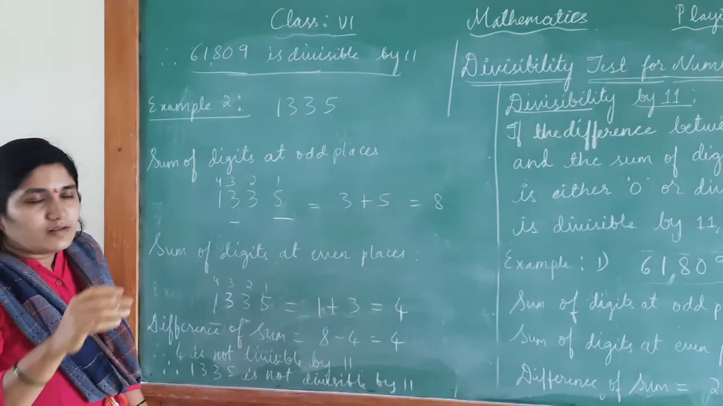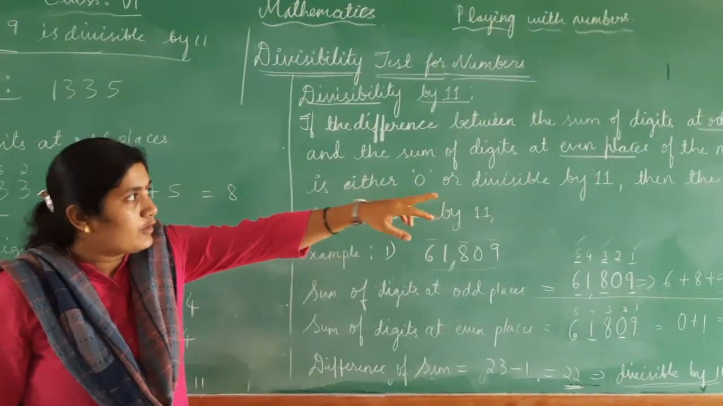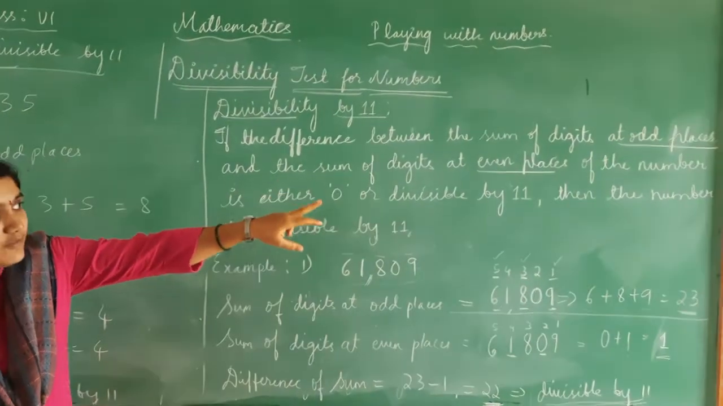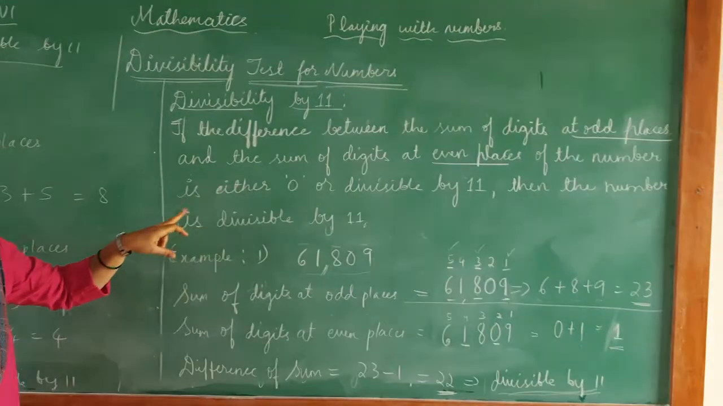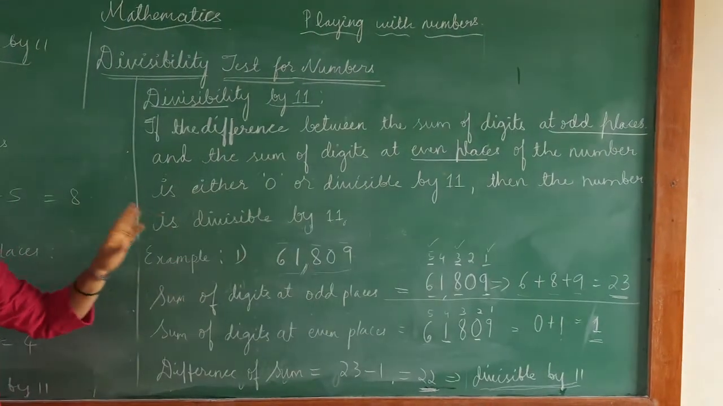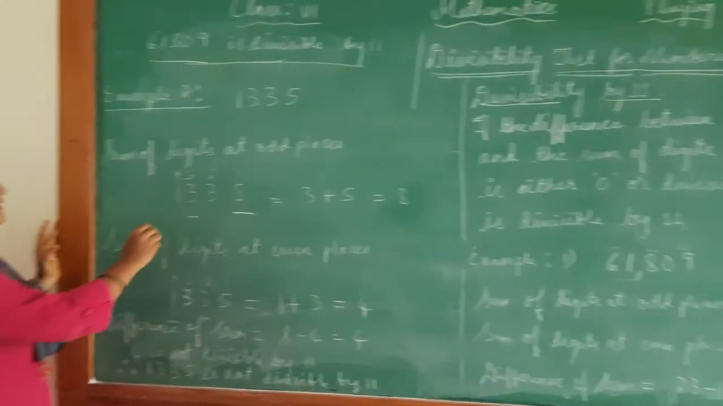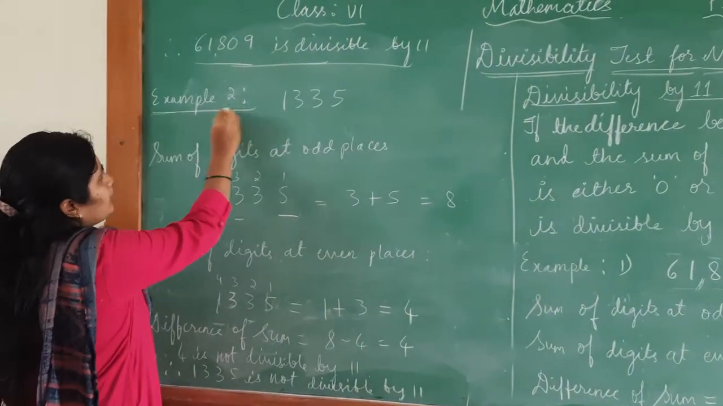Let me repeat the rule once. If the difference between the sum of digits at odd places and the sum of digits at even places of the number is either 0 or divisible by 11, then the number is divisible by 11. Let me check another example for the same divisibility test. That is Example 2.